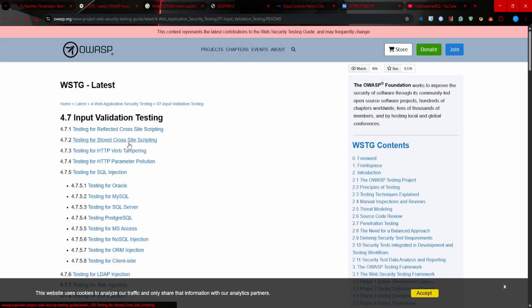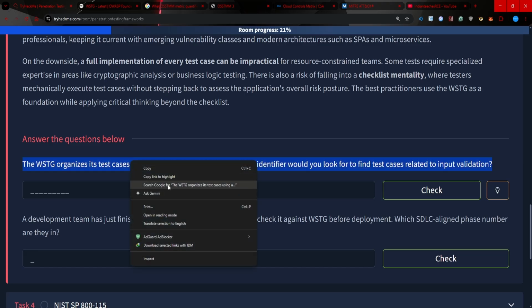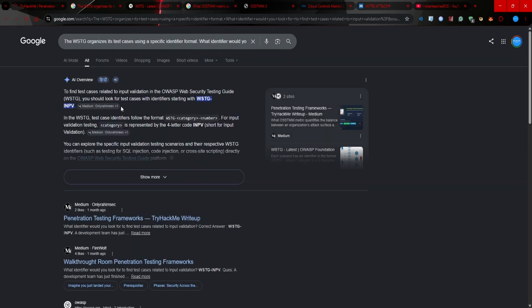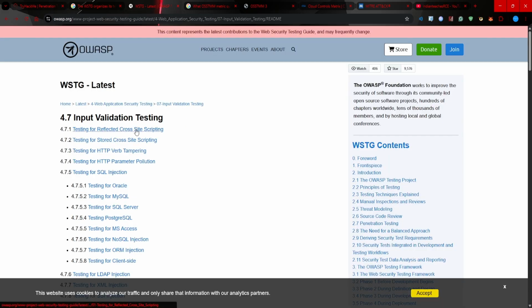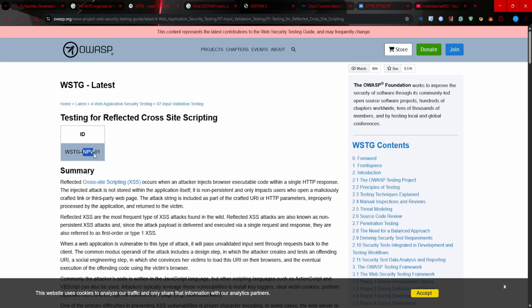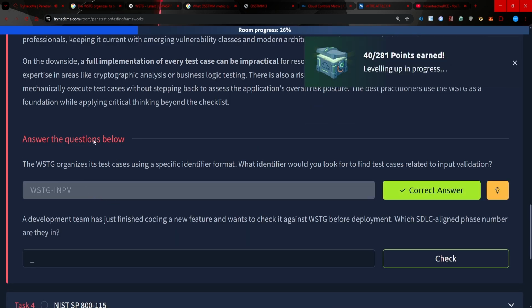You look for input validation, right? So if I just search this INPV, if I go back to this INPV, okay, it just needed this whole thing. This is input validation. Yes.